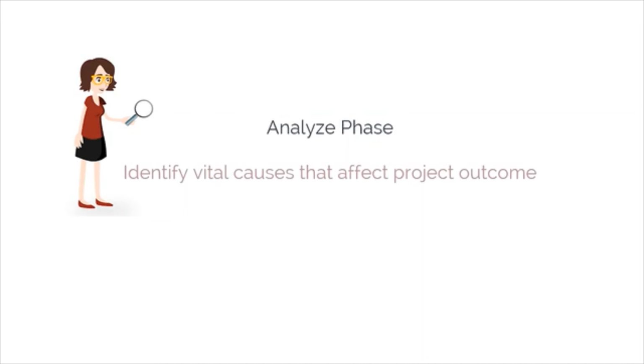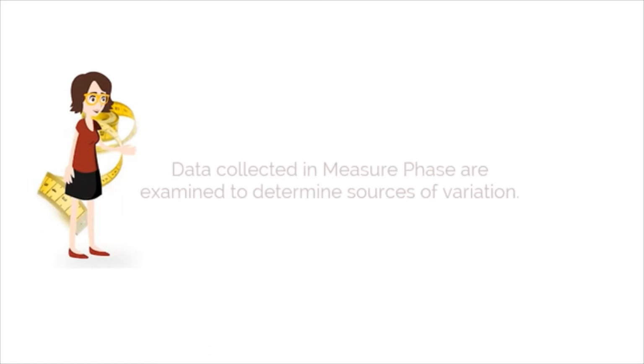The analysis phase is used to identify a few vital causes from a list of potential causes obtained from the measure phase that actually affect project outcome using Six Sigma methodologies. The data collected in the measure phase are examined to determine a prioritized list of the sources of variation.